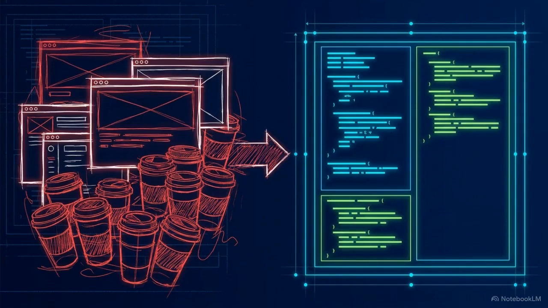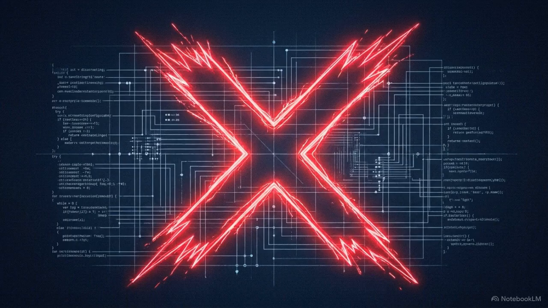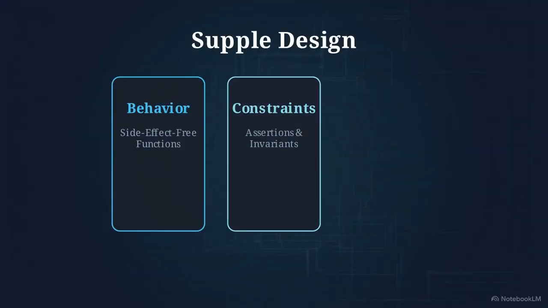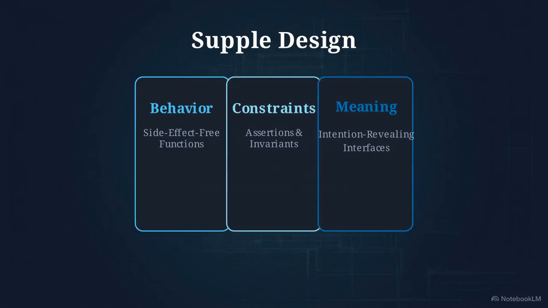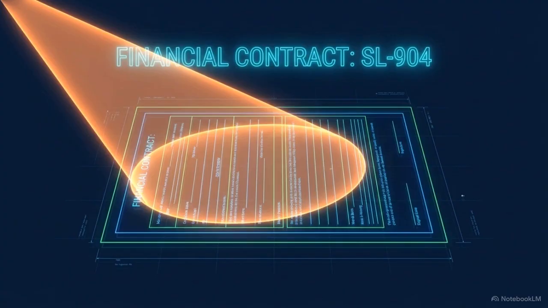Eric Evans calls this supple design. This concept has nothing to do with code golf. We aren't chasing the lowest line count or deploying clever syntactic tricks. Supple design means the code's behavior, its constraints, and its domain meaning are explicit in the interface and predictable in its execution. To see how this works in practice, we will deconstruct the financial logic of syndicated loan shares.